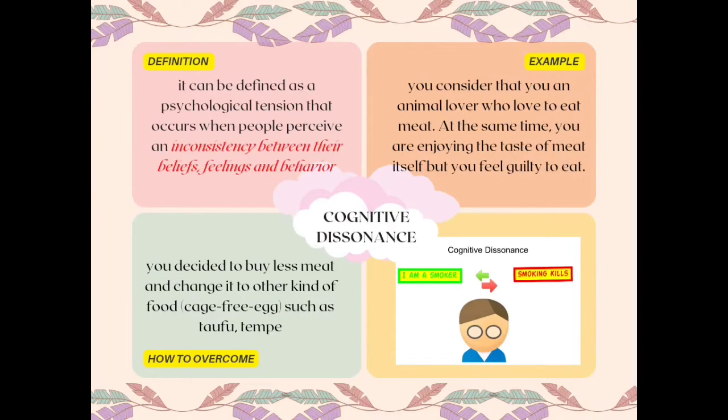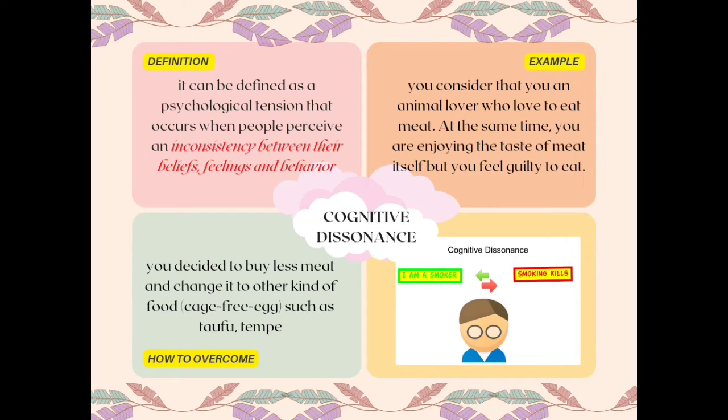What is cognitive dissonance? The definition of cognitive dissonance is a psychological tension that occurs when people perceive an inconsistency between their beliefs, feelings, and behavior. As an example that I have stated there, you consider yourself an animal lover, but at the same time you enjoy the taste of meat, yet you feel guilty to eat it. Due to this problem, there is a way to solve it: you decide to buy less meat and change it to other kinds of food, such as tofu or tempeh.